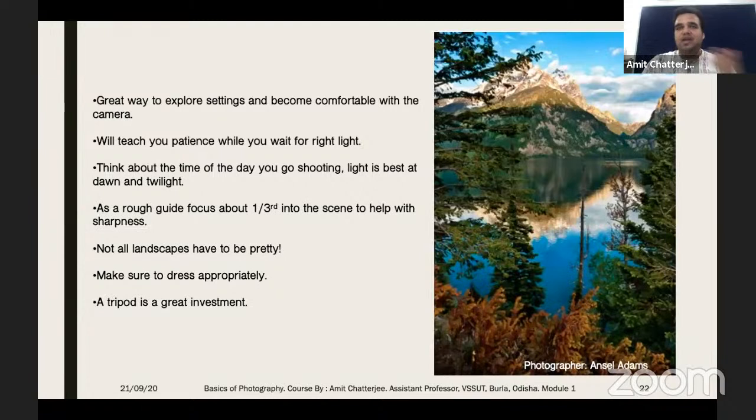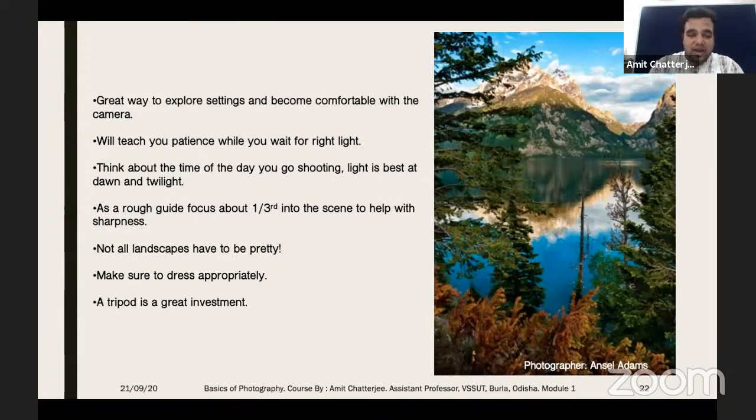Photography and editing capabilities, those are completely two different fields. Do not confuse yourself. If someone is editing a picture really nicely, that means his post processing capabilities are really good, it doesn't mean that he or she is a good photographer. A photographer is someone who would use the least amount of post processing, or sometimes none at all. So think about the time of the day you go shooting, and light is best at the dawn and twilight.